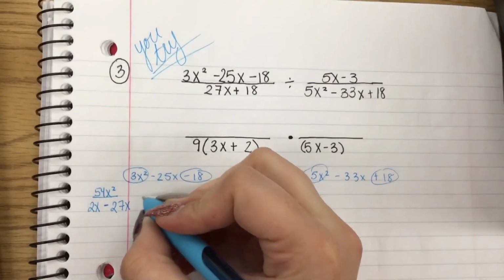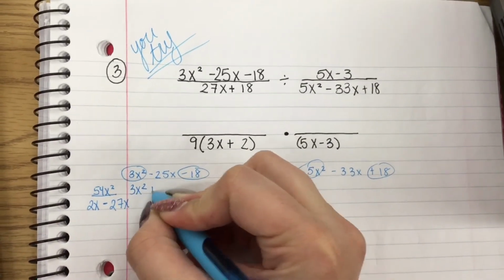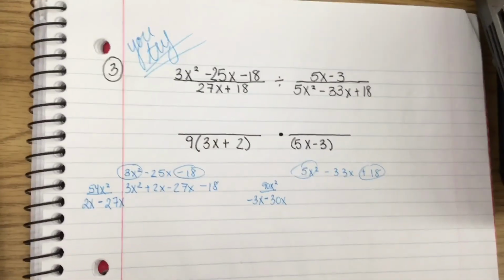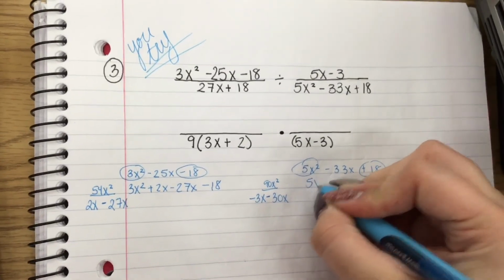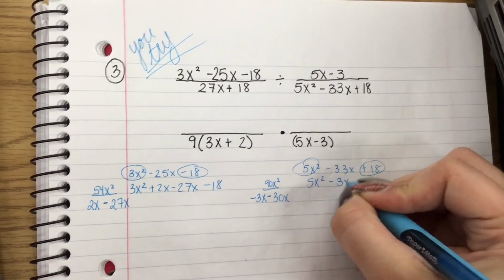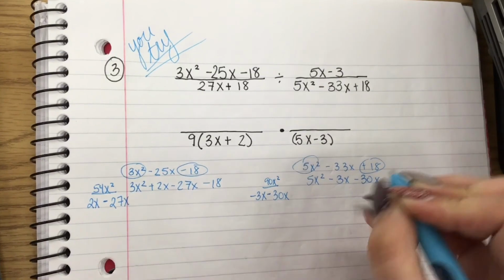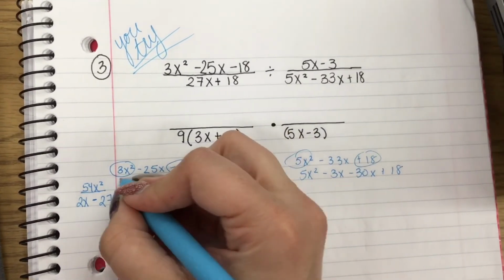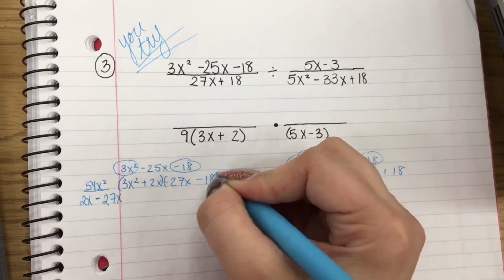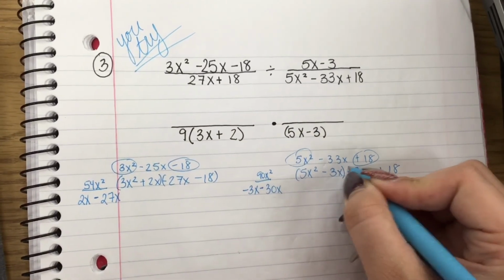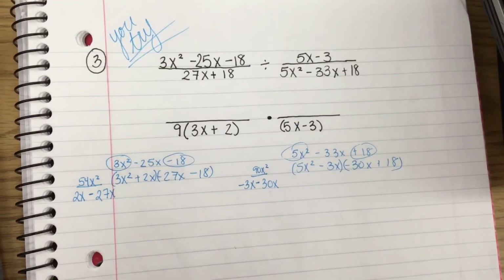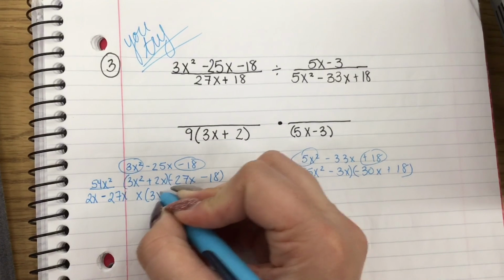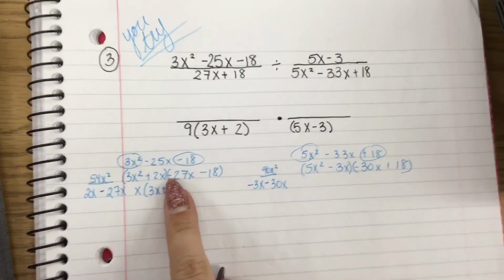So in the first one, I split the middle term into 2x minus 27x. That still adds together to give me negative 25x. In the second one, I split the middle term into negative 3x minus 30x. Because your new term, 90x squared, is positive, and those factors have to add up to a negative 33, that means that both factors have to be negative. From here, you have to factor out a GCF from both groups. So that first one is just x, and you're left with 3x plus 2 left over.